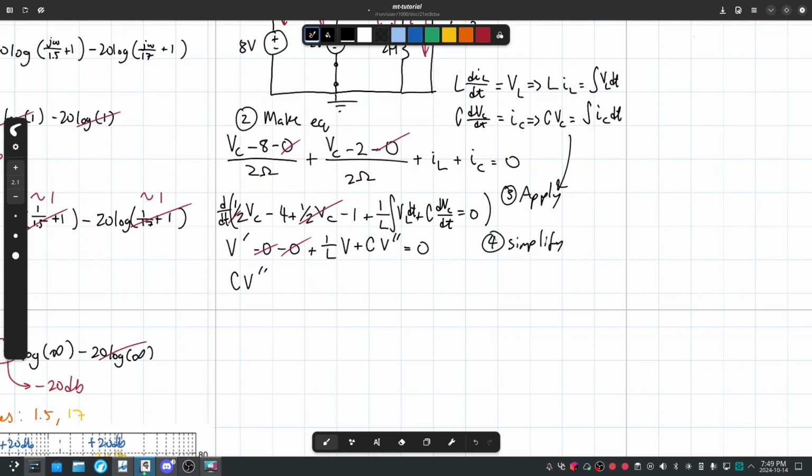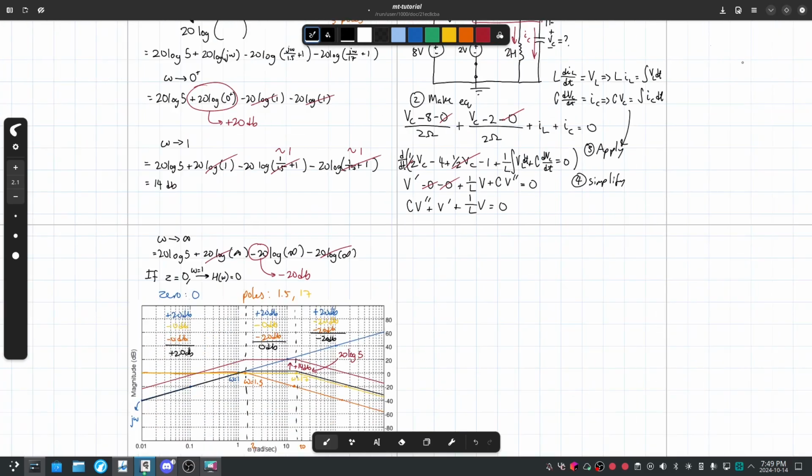And we're going to rewrite that again. Plus 1 over L V, this is going to be V prime. Plus 1 over L V is equal to 0. Would they ever put a capacitor and inductor in series and make you write an equation for that? Correct, yes. Are we sure this is the hardest question?